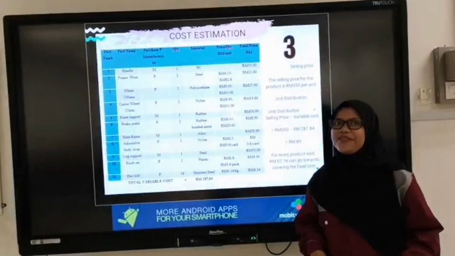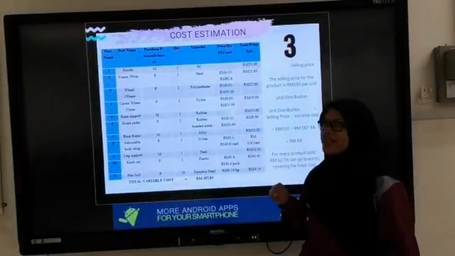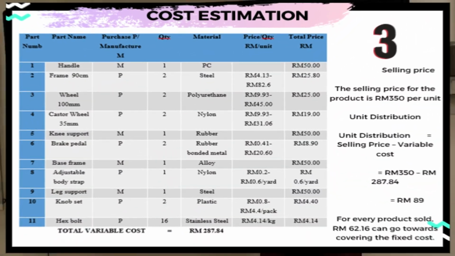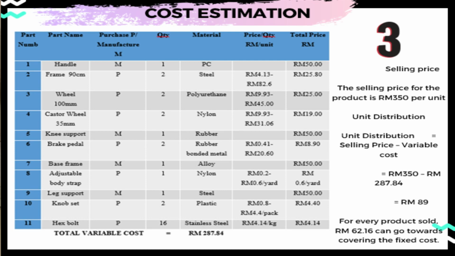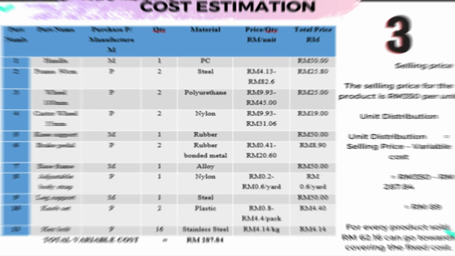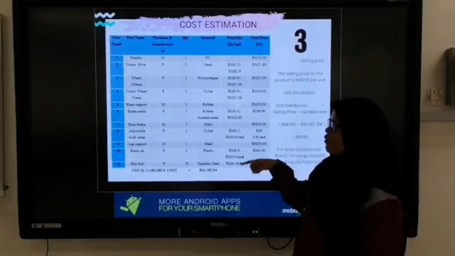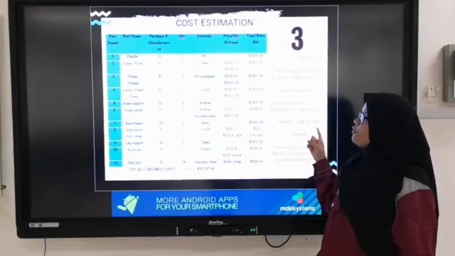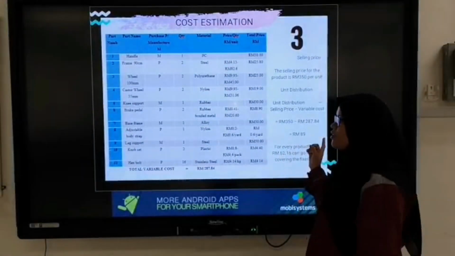So I will go through the last part, which is cost estimation. As you can see from this table, we go through every part in our product by the price per quantity. We are doing this table in order to find our total variable cost that we will need in order to find our unit contribution.